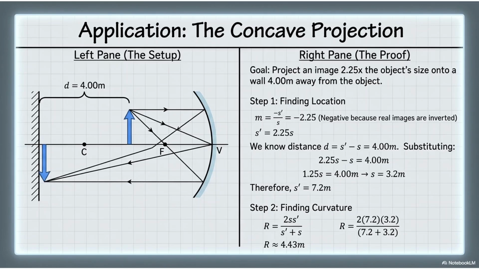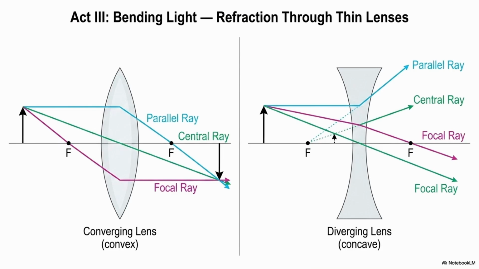Exactly. Okay, so we've seen light bounce, but what happens when it passes entirely through the boundary? Let's bend some light on slide 6. Act 3, thin lenses. Right. Slide 6 introduces refraction through thin lenses. So we're looking at converging, which are convex, versus diverging, which are concave. The core physics completely changes here because the light passes into zone 2 instead of bouncing back into zone 1. Yeah, the light is transmitting, not reflecting.